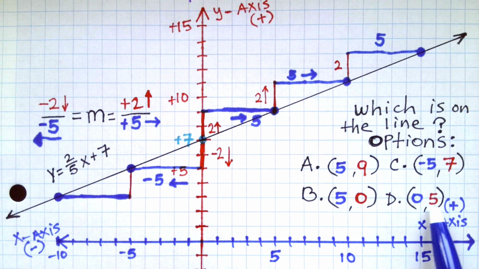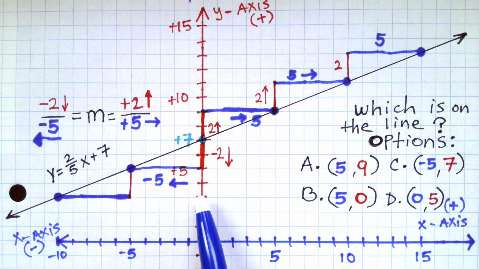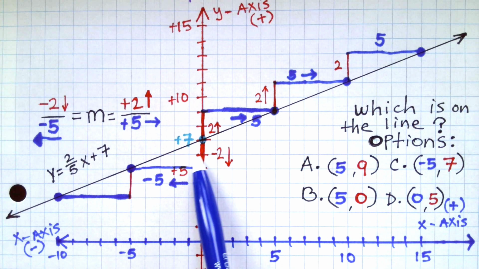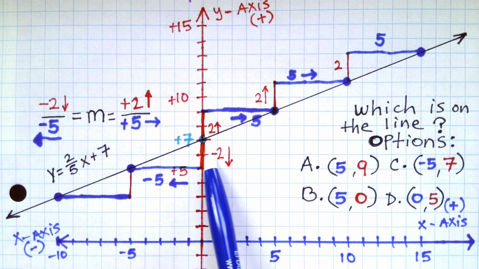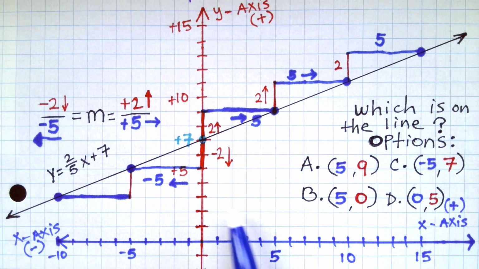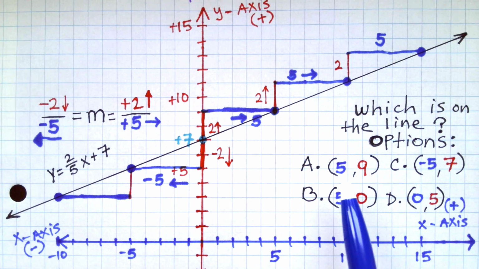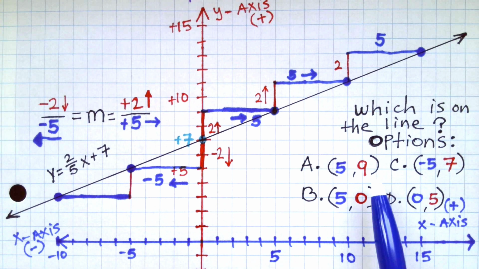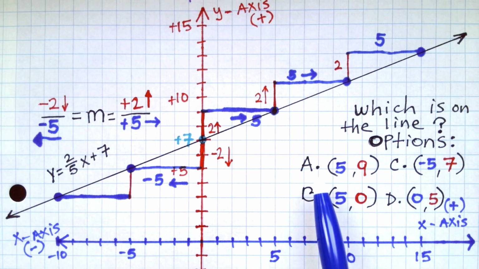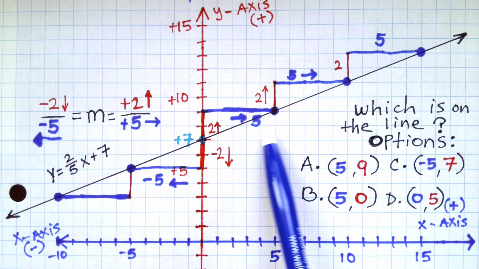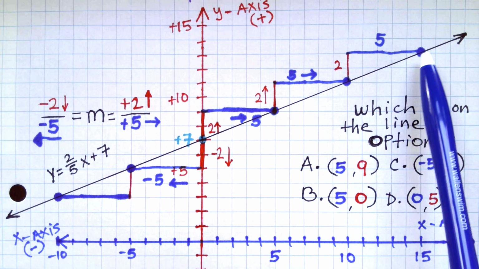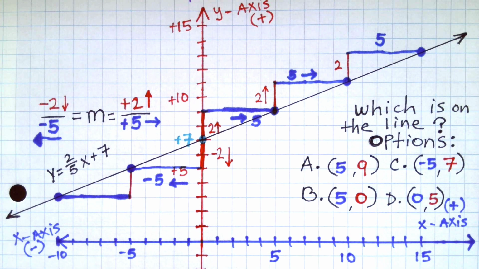Let's take a look at D. 0 for x, 5 for y. Starting at 0, 0, the origin. I'll go 0 on the x. I'll go up positive 5 on the y. 1, 2, 3, 4, 5. Is this plot point or ordered pair 0, 5 on the line? No. So you can see through our second method, the answer still is A. 5 is x, y is 9. That plot point lies right here on the graphed line.